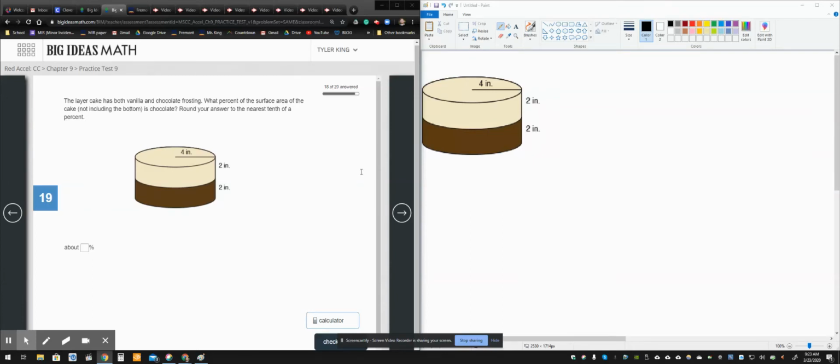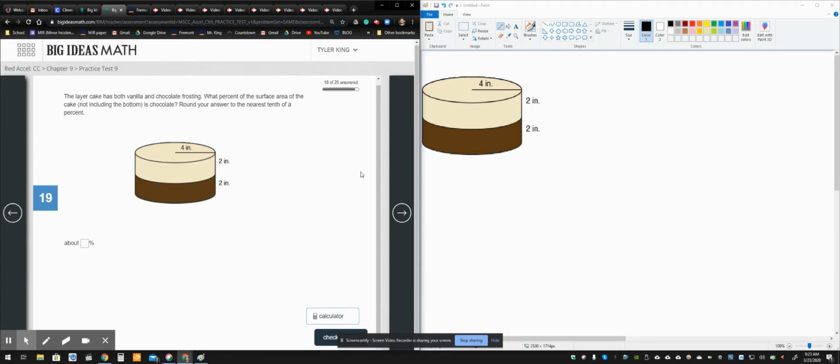Okay, the layer cake has both vanilla and chocolate frosting. What percent of the surface area of the cake, not including the bottom, is chocolate? Round your answer to the nearest tenth of a percent. So we are going to be looking at a couple of different things here. We have to modify our formulas to make sure that they work out. We need to find the surface area of multiple pieces here, and then we will find out the percent of area.